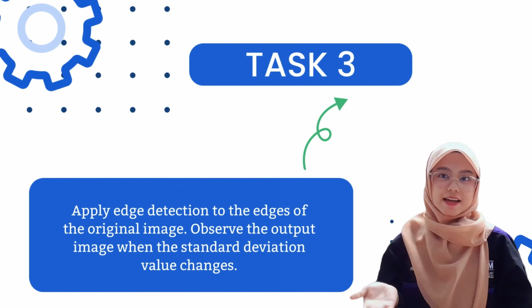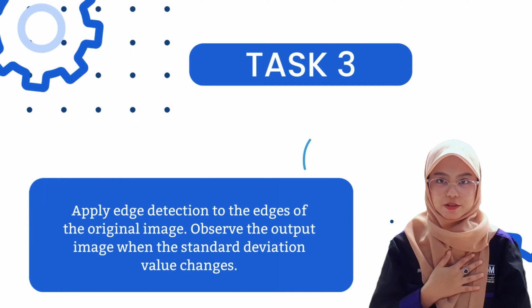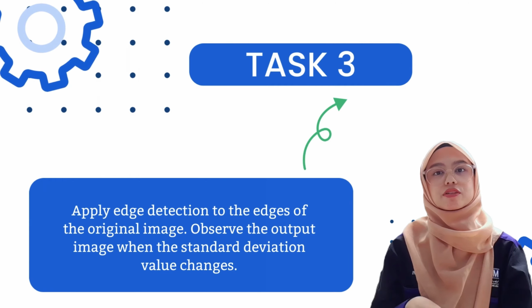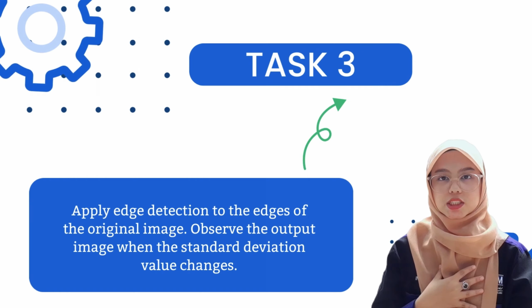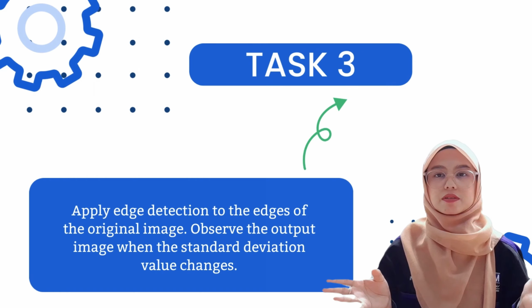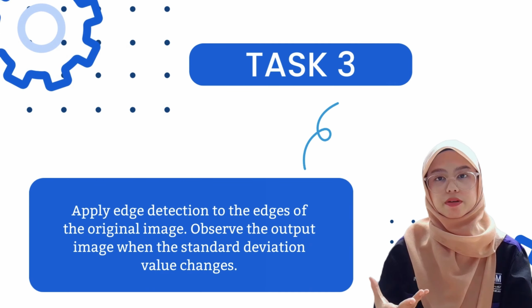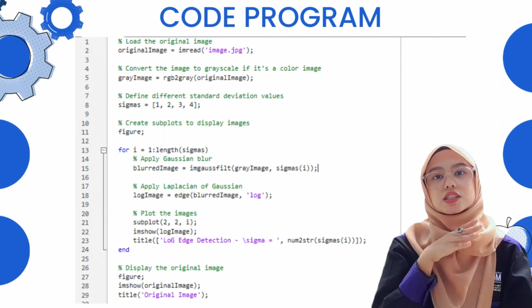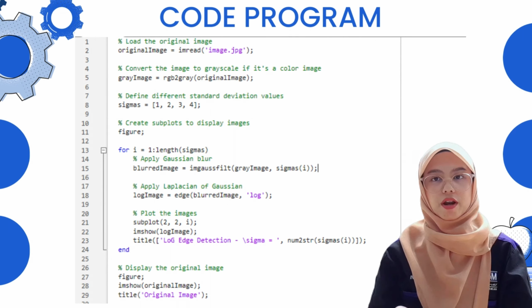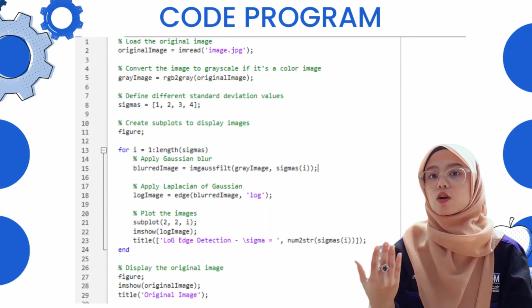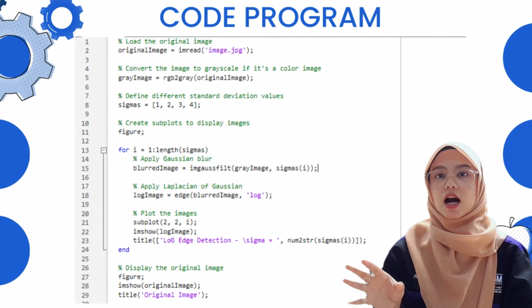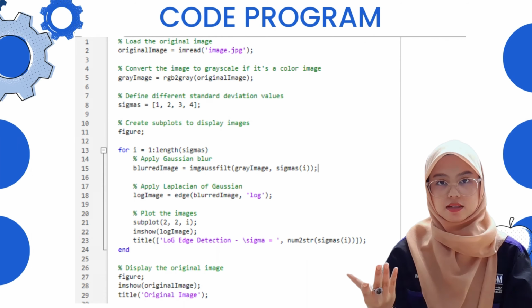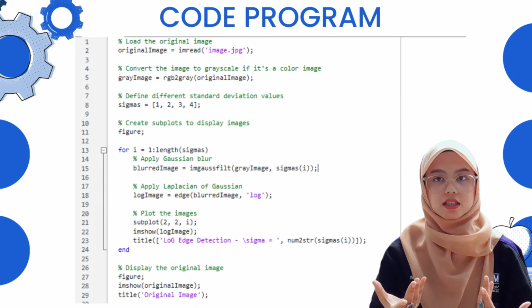Assalamualaikum and hi. My name is Intan Raihanah binti Othman. I will show you how to solve task 3. The question asks us to apply edge detection to the edges of the original image and output the image when the standard deviation value changes. First, we can see clearly throughout the code that the original image is loaded from the image JPG. If it's a color image, we convert it to grayscale.